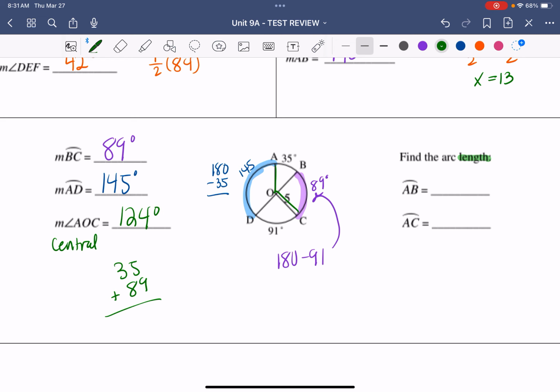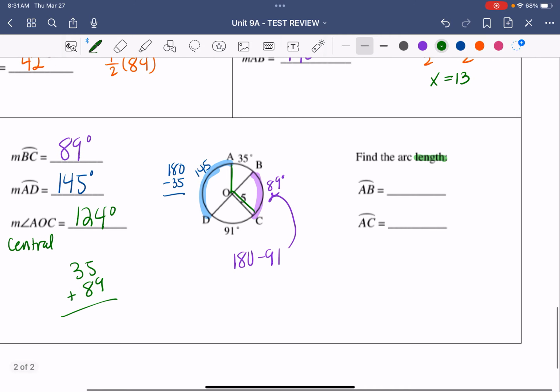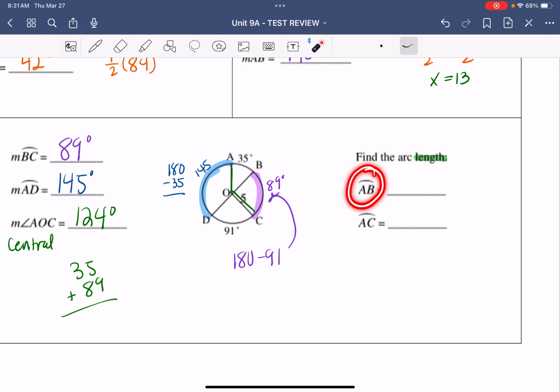Okay, so now for arc length. Arc length, it's like circumference. It's just that they only want this piece of it. So for this one right here, the length of AB, they want to know how long this piece is. So it's kind of hard to see because it's squeezed in with all the numbers. But we have this 5 here. We know that our radius is 5.